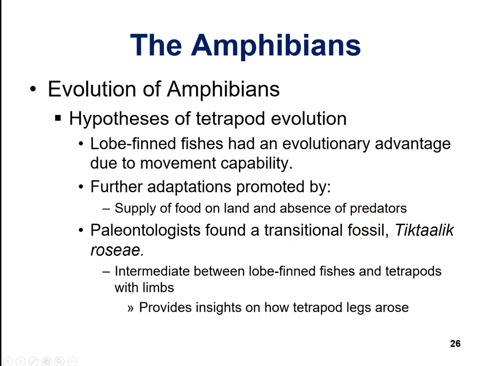So this is why it made sense for animals to move from the aquatic environment to the land, okay? Anyway, there's this hypothesis out there, and for a while there was some evidence, but not any great evidence to support this. Then a transitional fossil was found called Tiktaalik roseae, an intermediate between lobe-finned fishes and tetrapods with limbs, which obviously supported this hypothesis.